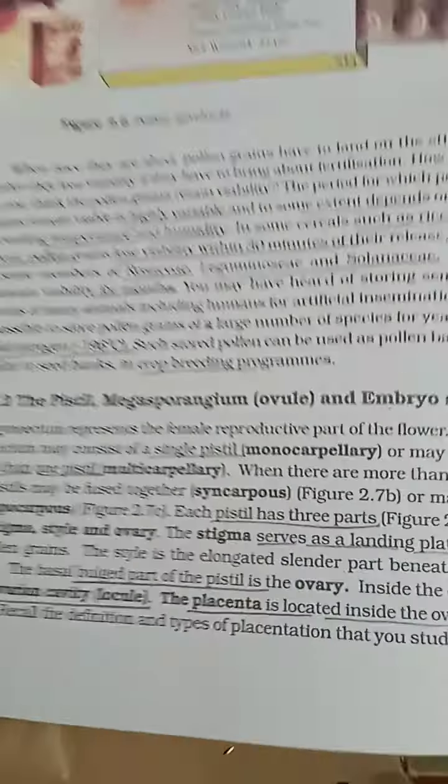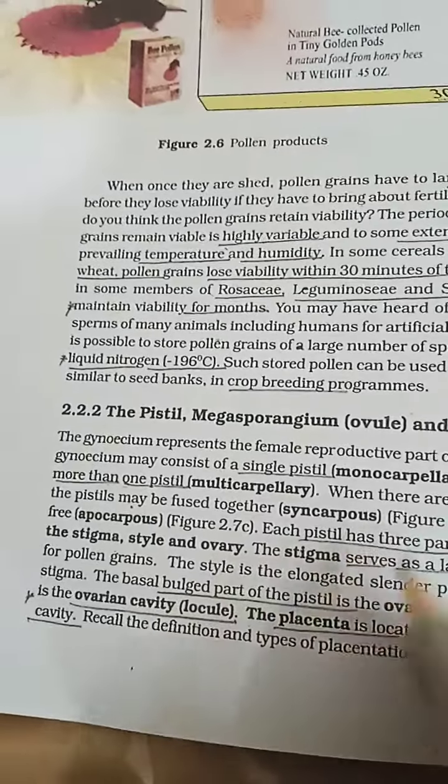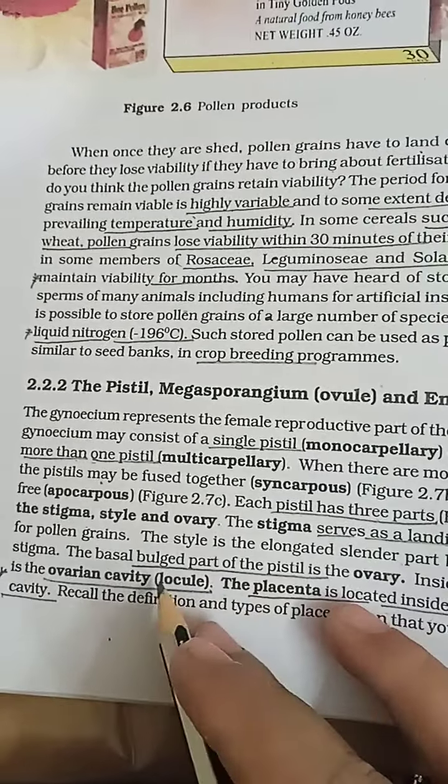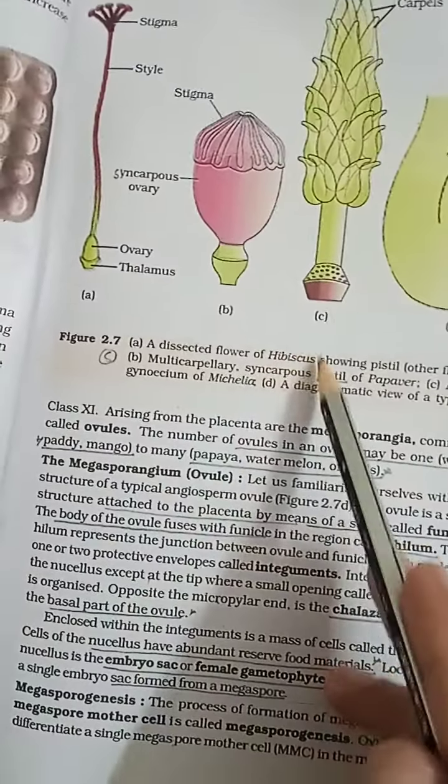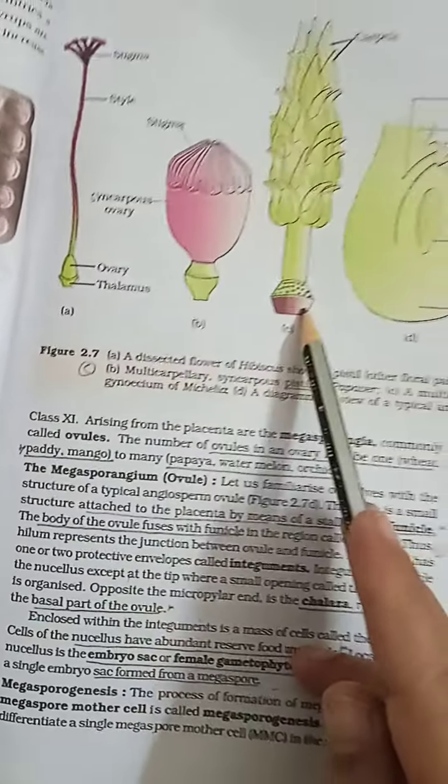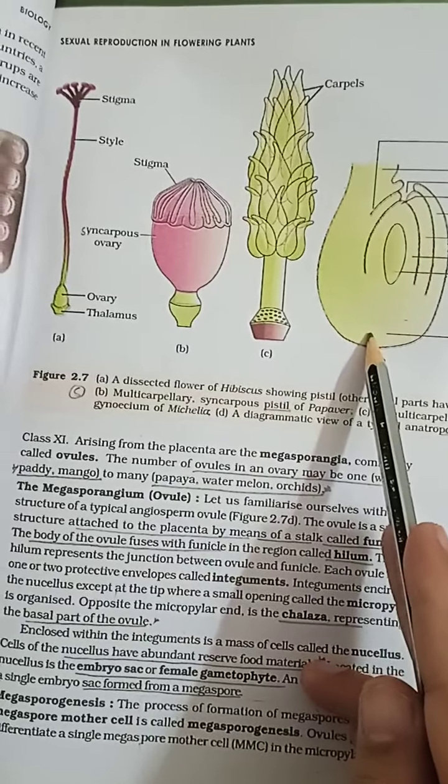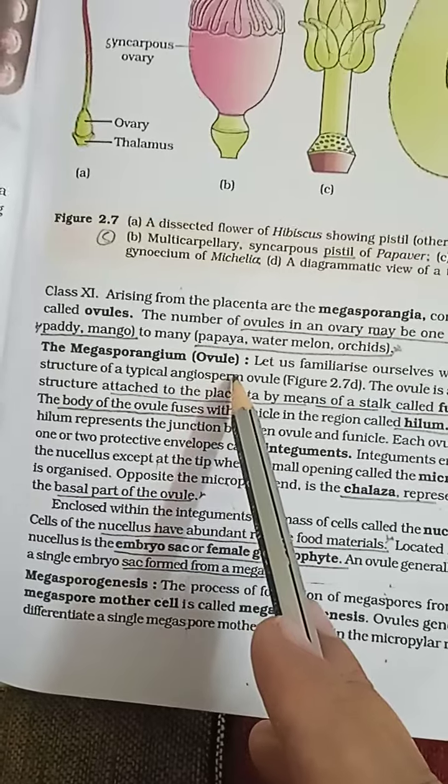Pistil: stigma, style and ovary. Inside the ovary there is an ovule; the ovarian cavity is called locule. Very important structure. You have to see that syncarpous and that apocarpous, and that anatropous ovule, the inverted ovule, that is called. Very important. Then the megasporangium, that is the ovule.